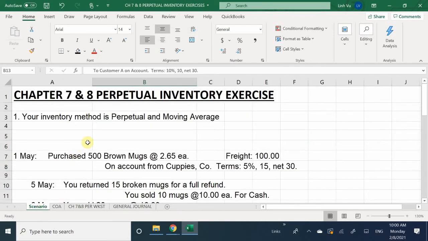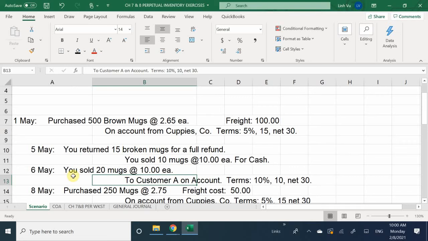So then what has happened next? You return 15 broken mugs for a full refund. Okay, so on May 5th, we decided to return 15 broken mugs for a full refund. So how are we going to do this?